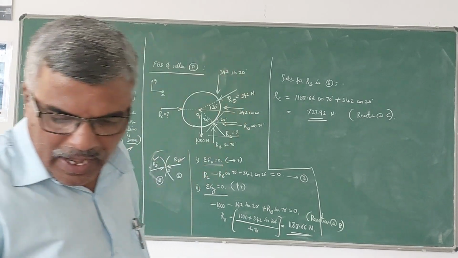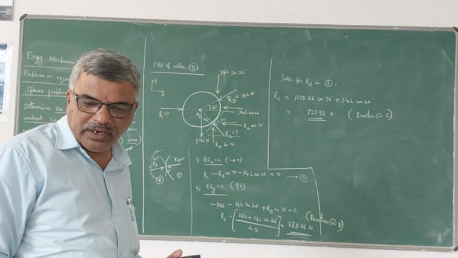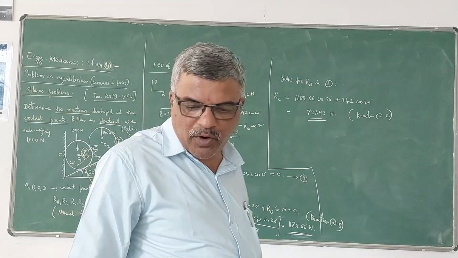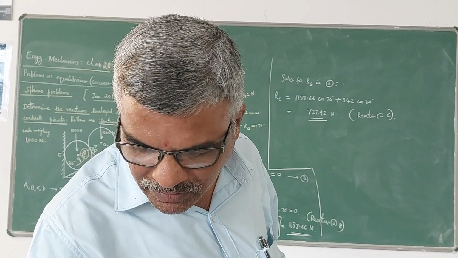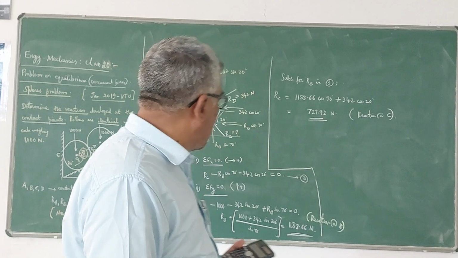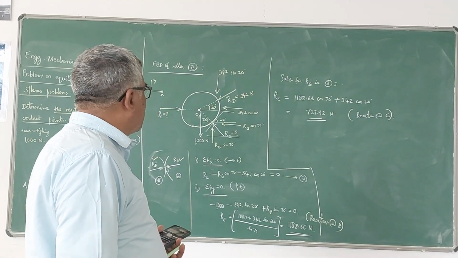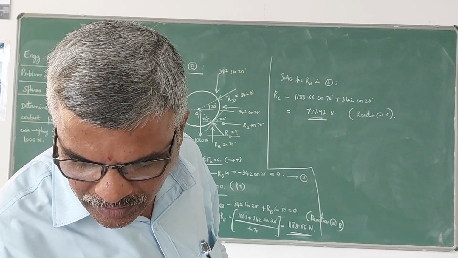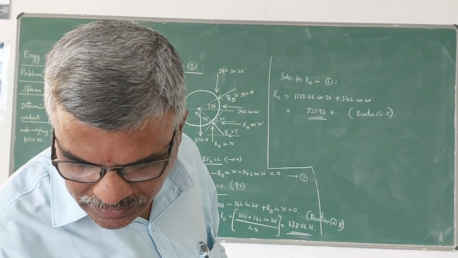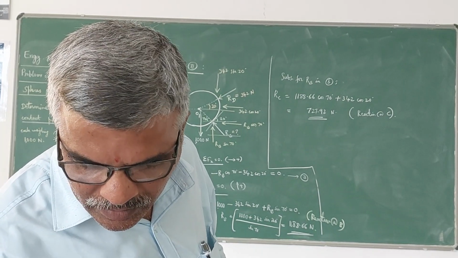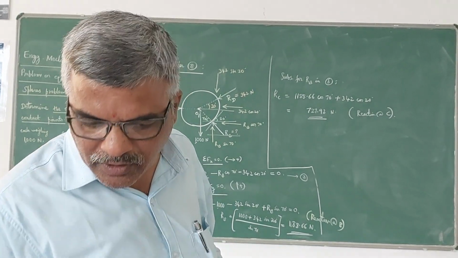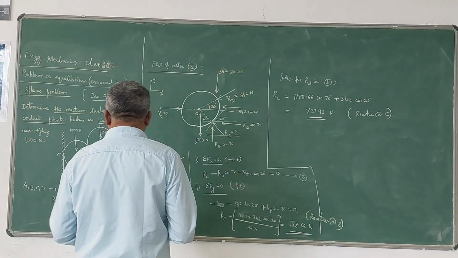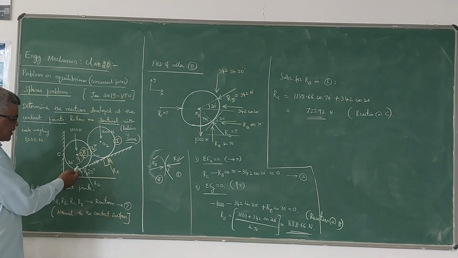So we got RA as 939.68 Newton, RB as 342 Newton, RC as 727.92 Newton, and RD as 1188.66 Newton. So these are the answers we got. You can observe here the value of RD is the highest. So practically you can see why it is the highest value.